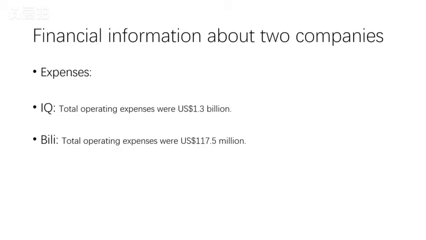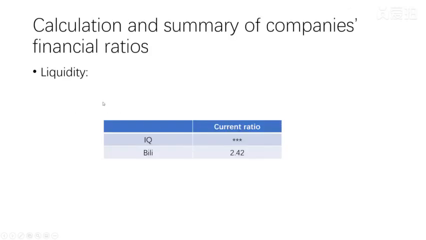The next one is expenses. An expense is the cost of operations that a company incurs to generate revenue. As the popular saying goes, it costs money to make money. So we can easily find the operating expenses for the two companies, and one is $1.3 billion, and the other one is $117.5 million. So this is task 2.